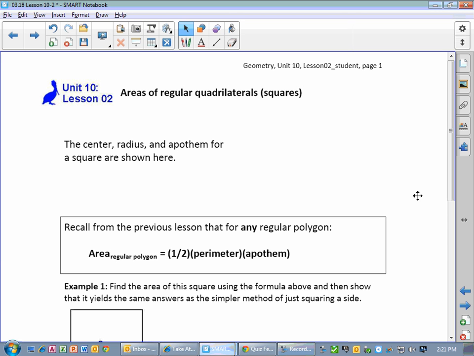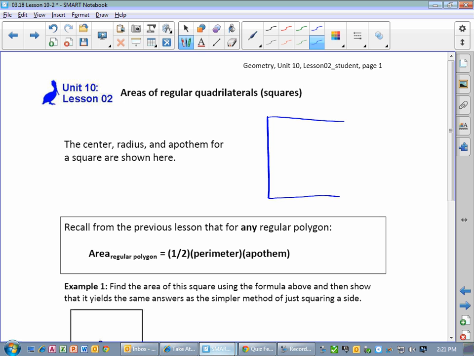Okay, so continue with area of regular polygons. Our next polygon is a quadrilateral. So we normally think of a regular quadrilateral as a square. So let's go ahead and draw a regular quadrilateral. What makes a square, by the way?